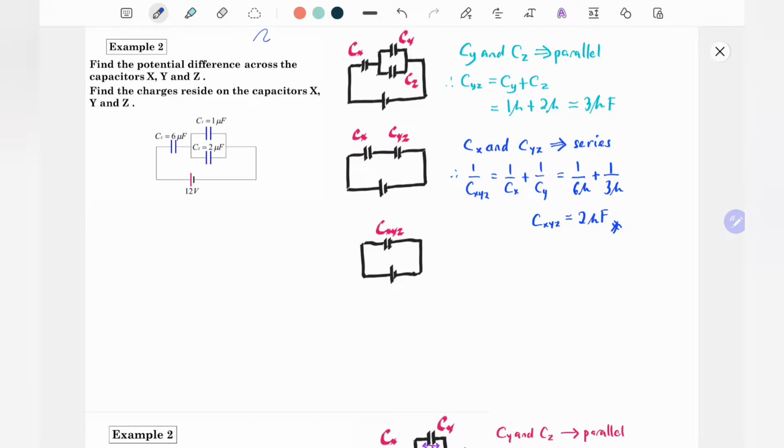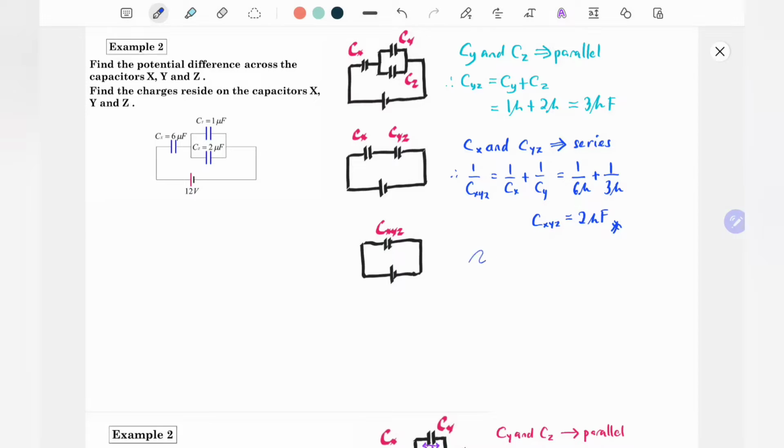Normally to answer this question, we need to know how to calculate the total or equivalent capacitance. Based on that, we may calculate everything needed here, which is the potential difference across each capacitor, X, Y, and Z, and also the charge stored by each capacitor, which are arranged in parallel and also in series.